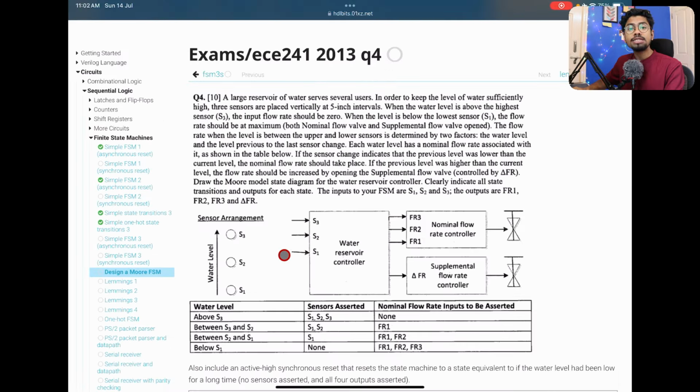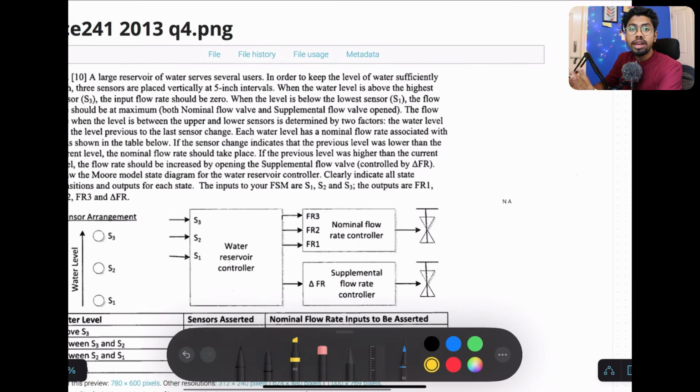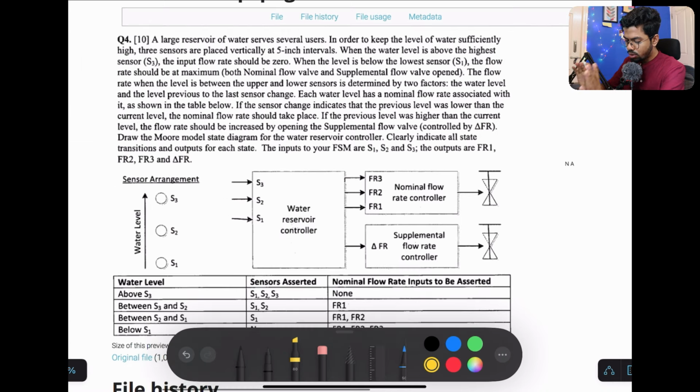So this is a very nice problem because here we will learn a lot of things. First of all, let's concentrate on the description, what we're going to do here. The important thing is that you will appreciate how we design an FSM, and this is a real-life problem. Here you have a water reservoir, and you have 3 sensors as your input. Now what are those 3 sensors doing? Actually, this is your water level.